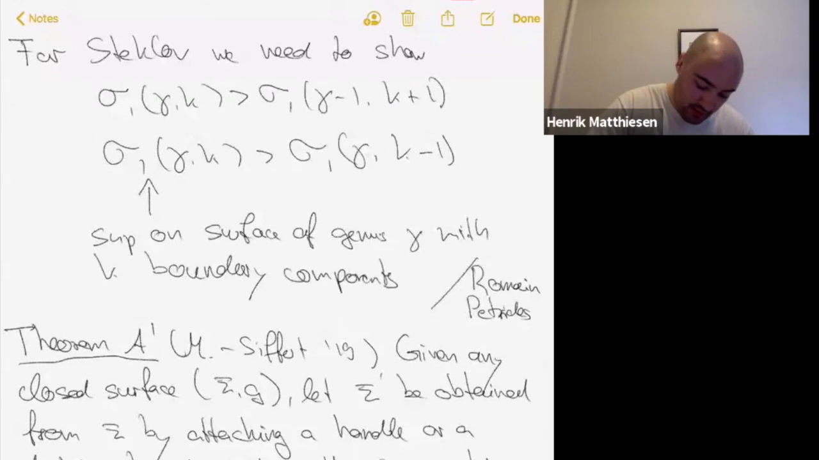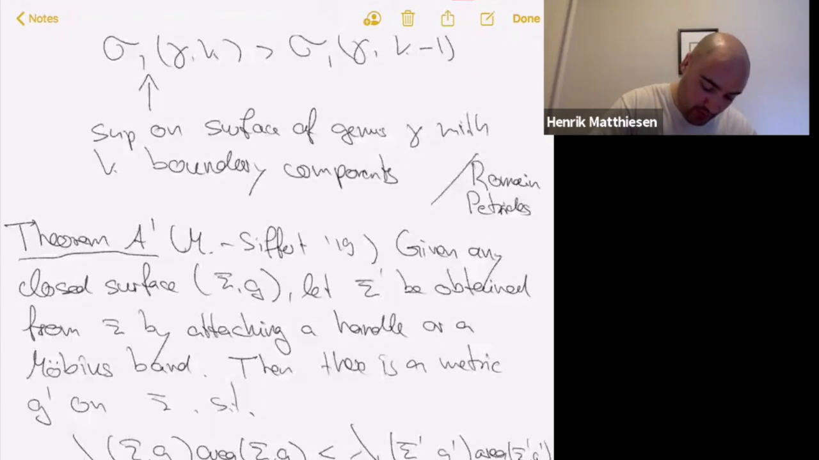So then theorem A follows from Romain's work combined with induction. Okay, and then theorem B prime, very same thing for Steklov.